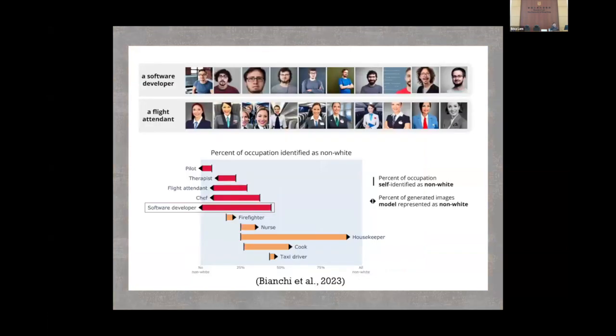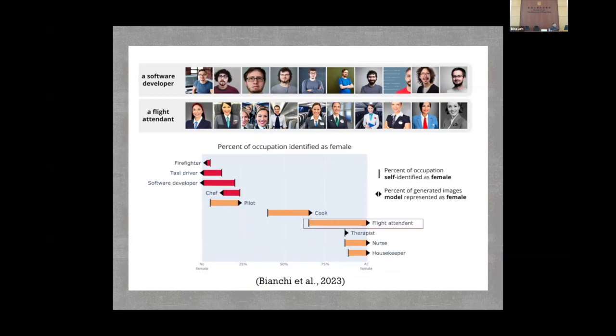Let's look at one paper from last year by Bianchi from Stanford. This study prompts Stable Diffusion to generate images of different professionals without giving them gender and race identity. One example we can see here is that the images for software developers are exclusively white, even though white people constitute just under half of the software engineers in the US. Another example is the flight attendant images. Again, we can see clearly it's all female, despite the fact that only about 60% of flight attendants in the US are female.